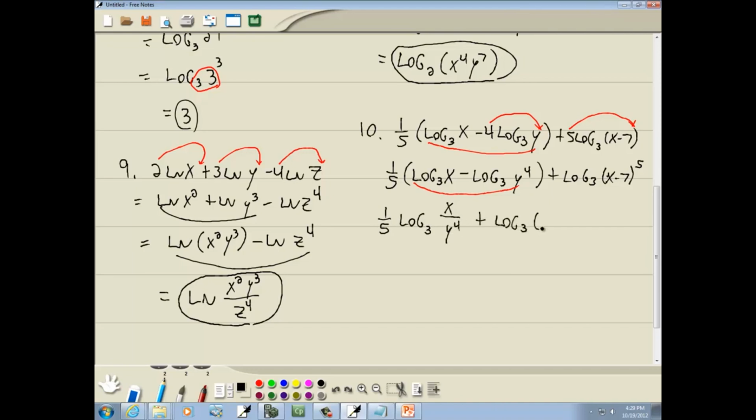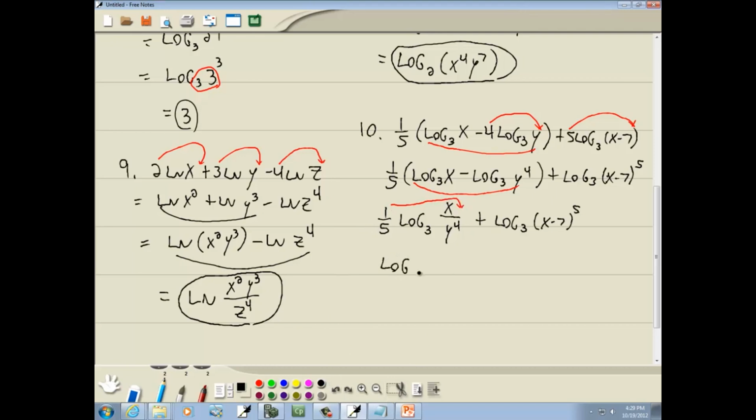Plus, and then I'll bring down the rest of this. Now you notice after I combine those together, there's no need for the parentheses anymore. Now here we have log of something plus log of something, and addition becomes multiplication, assuming the logs don't have any numbers in front of them. We have a 1/5 in front of this one, so we're going to take that and put it as our power.